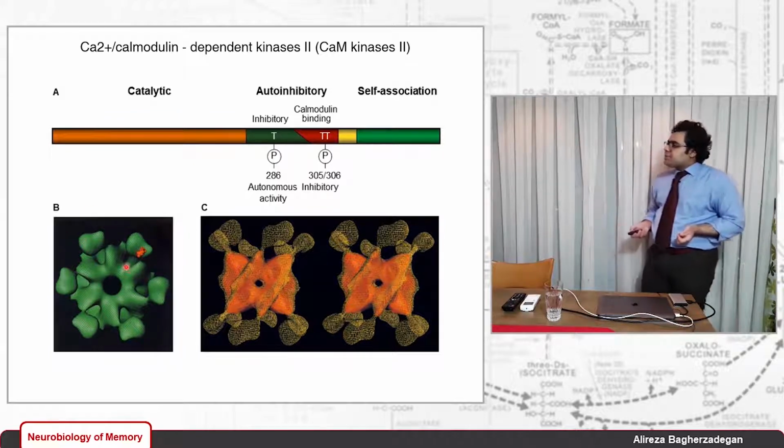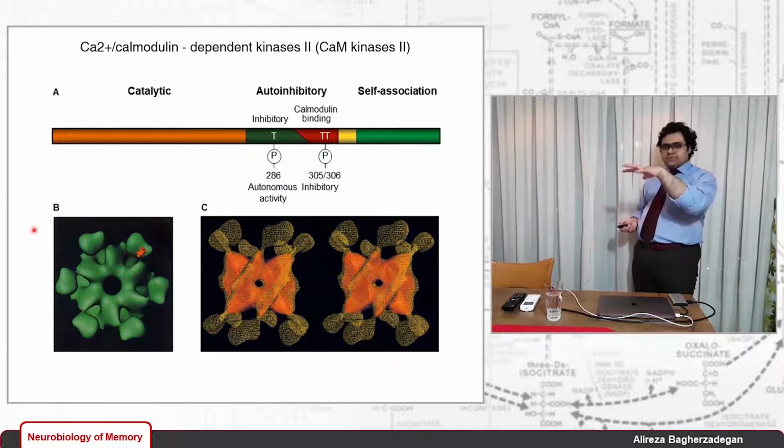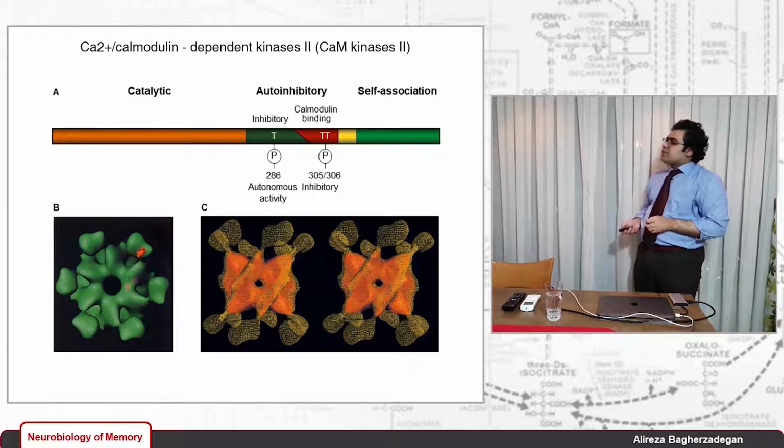What you see here is the picture from the top. 1, 2, 3, 4, 5, 6. There are 6 kinase enzymes. These are kinase domains, held together by 6 hub domains. Sorry, 6 hub domains and 6 kinase enzymes.